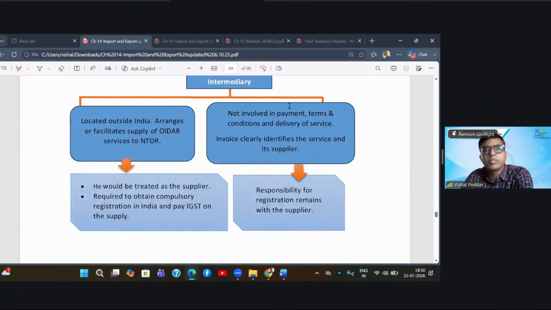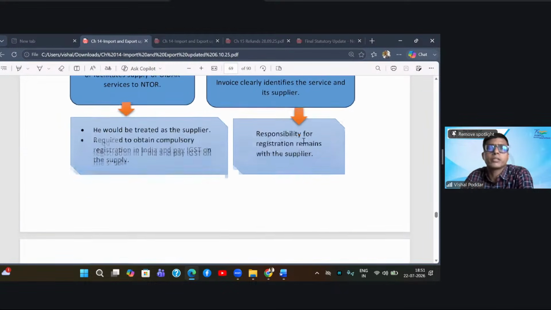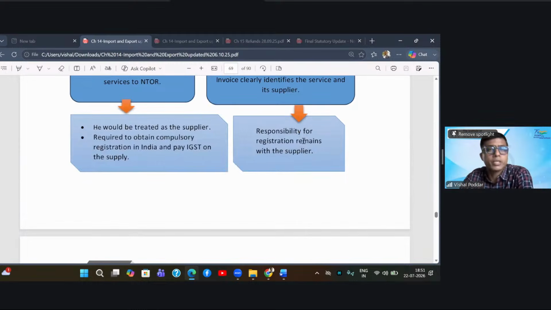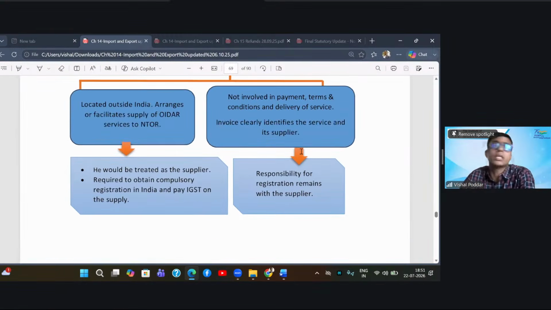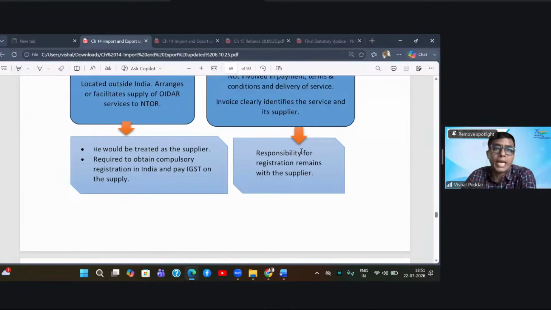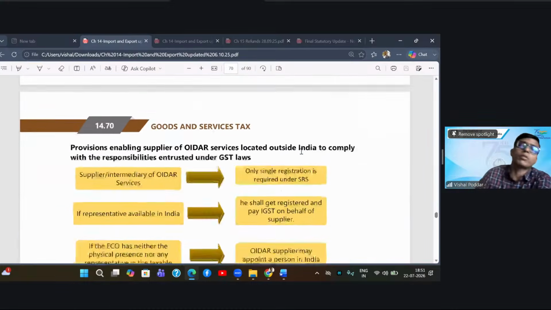Second, the intermediary is not involved in payment terms, conditions, and delivery. The invoice clearly identifies the service and its supplier. It means the intermediary played the role only of a commission agent. Beyond that, it has no connection and no involvement in the supply. In such cases, the responsibility for registration is now of the supplier. Supplier means the OIDAR service supplier, and accordingly, the supplier will be paying or discharging tax under forward charge.